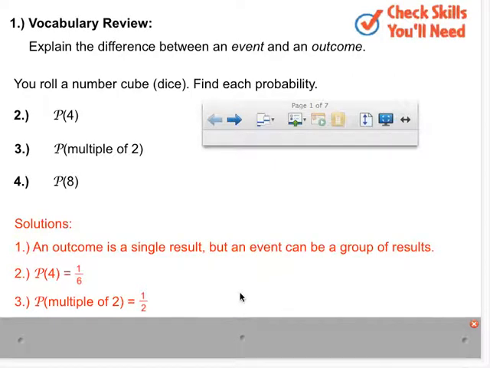Last. Who's got the last one? Dave, what's the probability of rolling an 8? If you can't answer this question, we're not leaving out of here. It's 0.